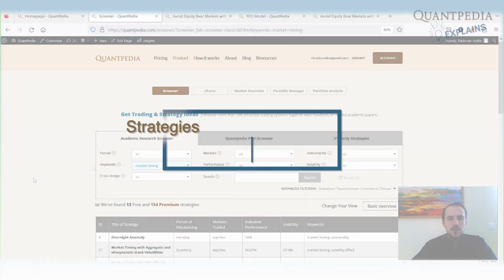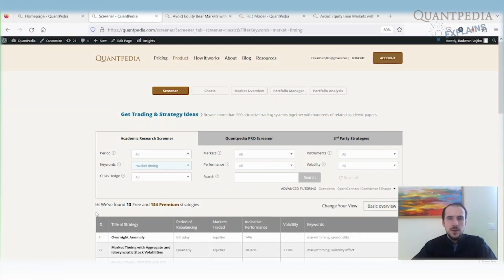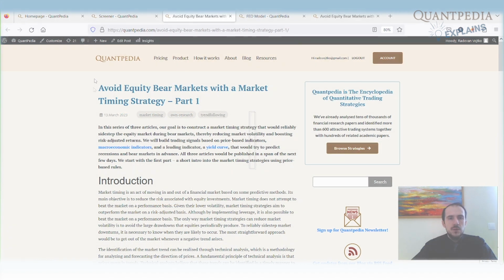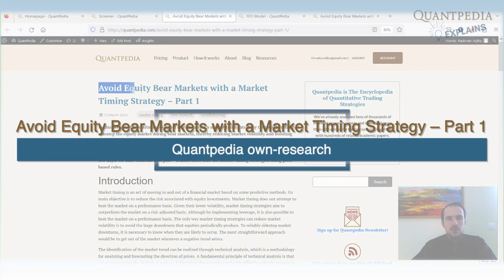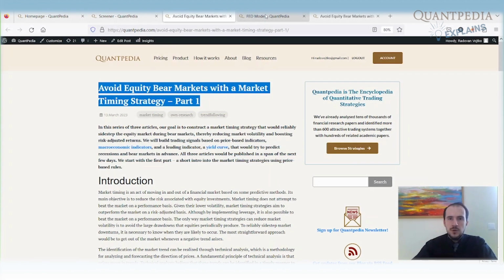Very quickly, what is market timing about? There are a lot of market timing strategies in our database. In market timing strategies, we are trying to pick the right time to enter the market and the right time to exit the market, so that we avoid the big drawdowns that are connected to US recessions and bear markets in equities. The first article that we discussed in the previous video was how to avoid equity bear markets with a market timing strategy using price signals. And now we will discuss macroeconomic signals.